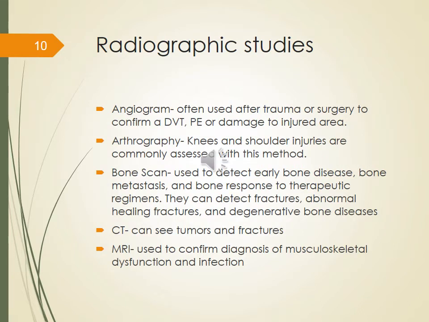Radiographic studies that we may do include an angiogram. This is often used after trauma or surgery to confirm DVT or a PE, or just what damage has been done to an injured area. Arthrography: knee and shoulder injuries are commonly assessed with this method. Bone scan is used to detect early bone disease, bone metastasis, and bone response to therapeutic regimens. They can detect fractures, abnormally healing fractures, and degenerative bone diseases.